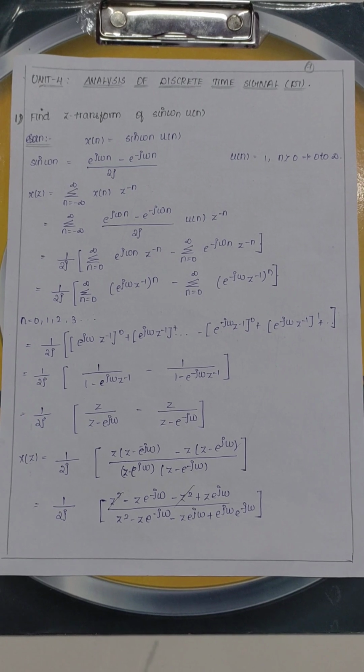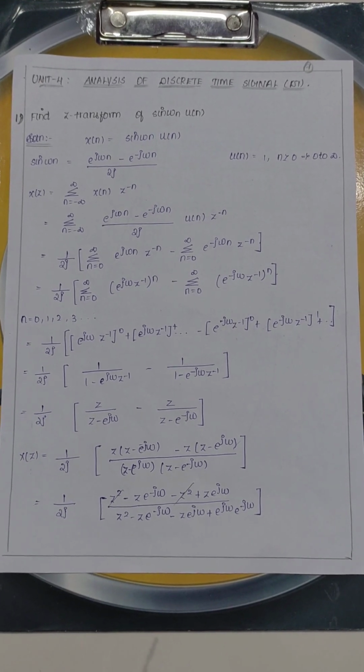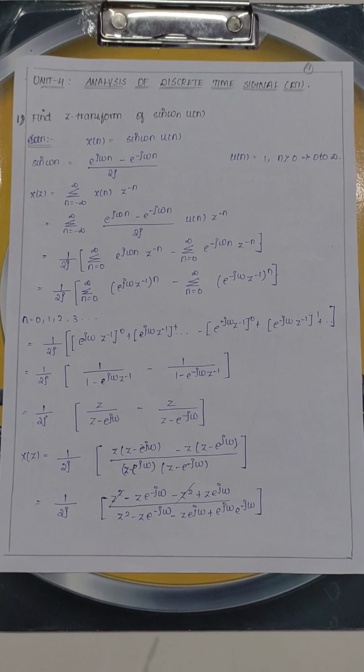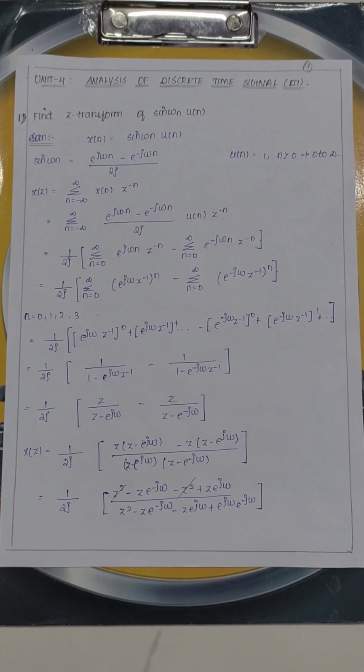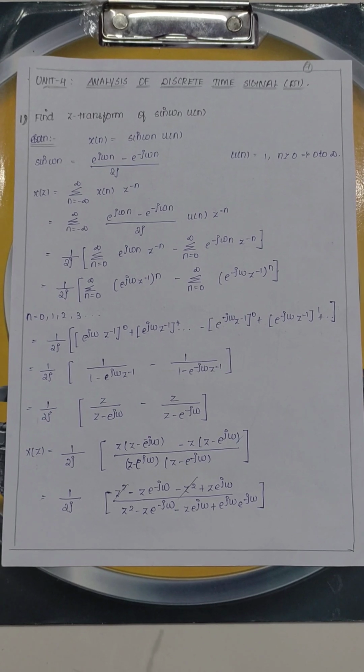Current paper for the third sem EC students. The prerequisite is circuit theory, and the application subject is digital signal processing, DSP. Okay, unit number 4.